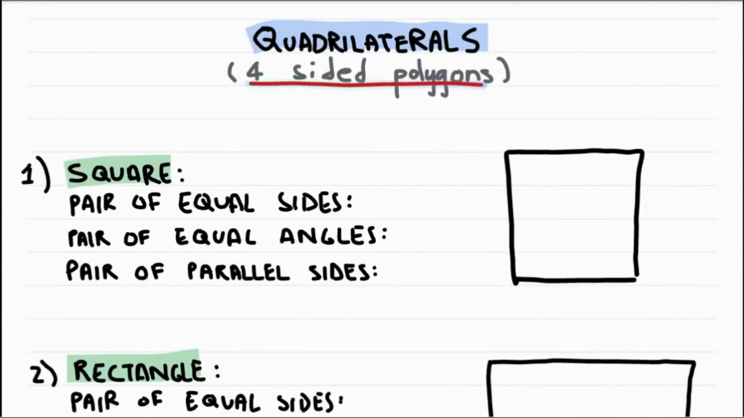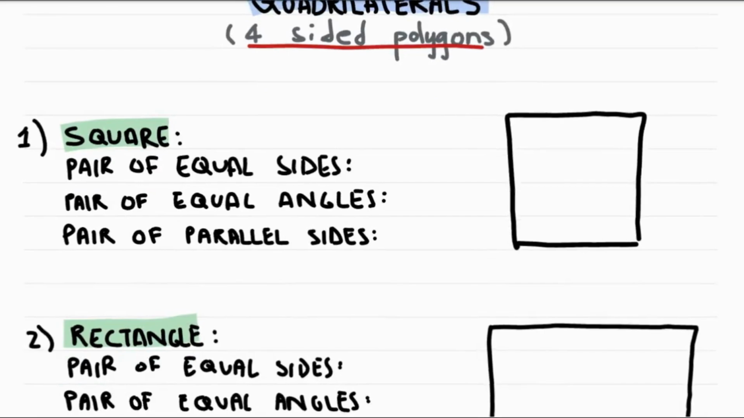Quadrilaterals are four-sided polygons. Right, let's go through them one by one. So the first one is a square. Let's look at this diagram right here. Let's call this side A, this side B, C and D.